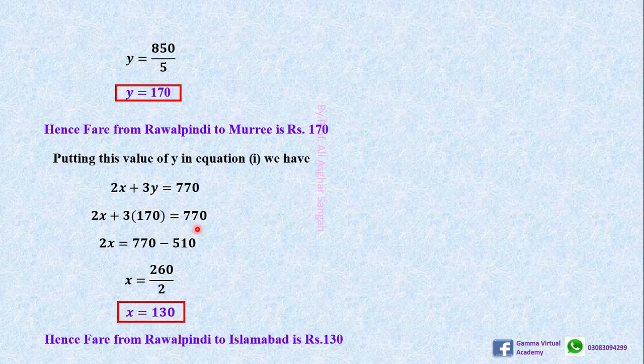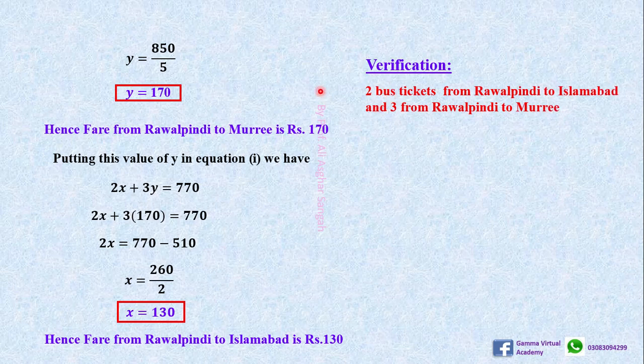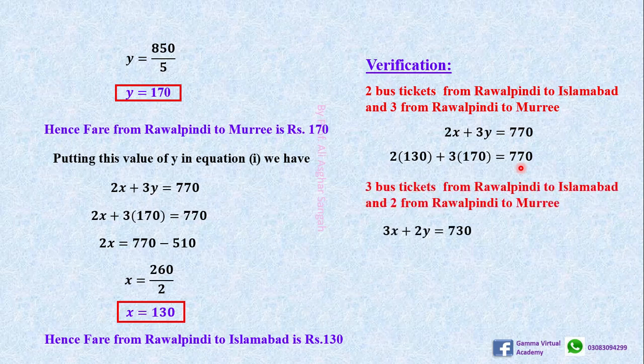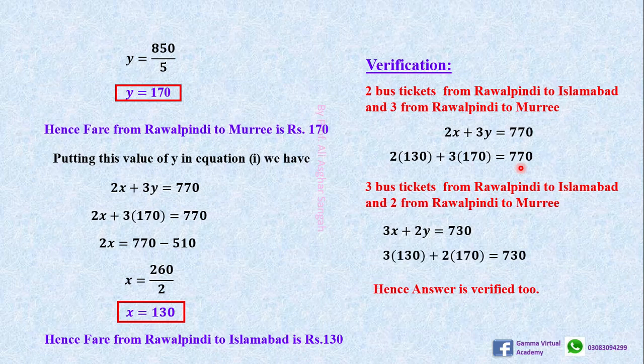These both are answers, but we can also verify whether the answers are correct or wrong. For checking, we put in equation 1 the fare from Rawalpindi to Islamabad and the fare from Rawalpindi to Murree, and we check the result; we get 770. Similarly we check the second statement, we get the result as well, hence the results are verified.